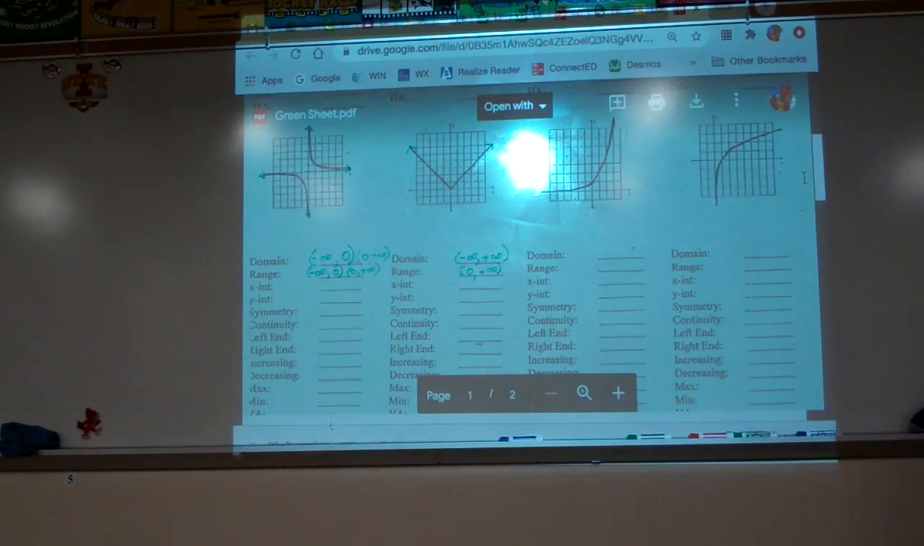There we go. That's the green sheet. Hopefully we're getting a little bit more comfortable with what's going on. Not necessarily.